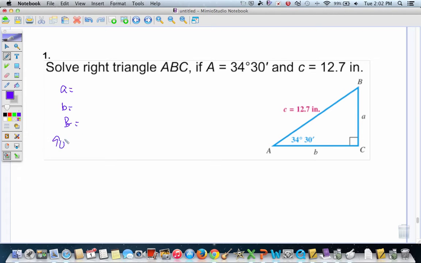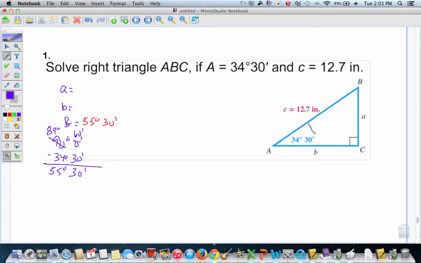So angle B is simply 90 degrees and 0 minutes minus 34 degrees and 30 minutes. Going the long route here, I have 89 degrees and 60 minutes. So 60 minus 30 is 30 minutes, and 89 minus 34 is going to give us 55 degrees. So angle B is 55 degrees and 30 minutes. Now, we can solve for side A or B. It doesn't matter how we start, but let's say we want to solve for side A.